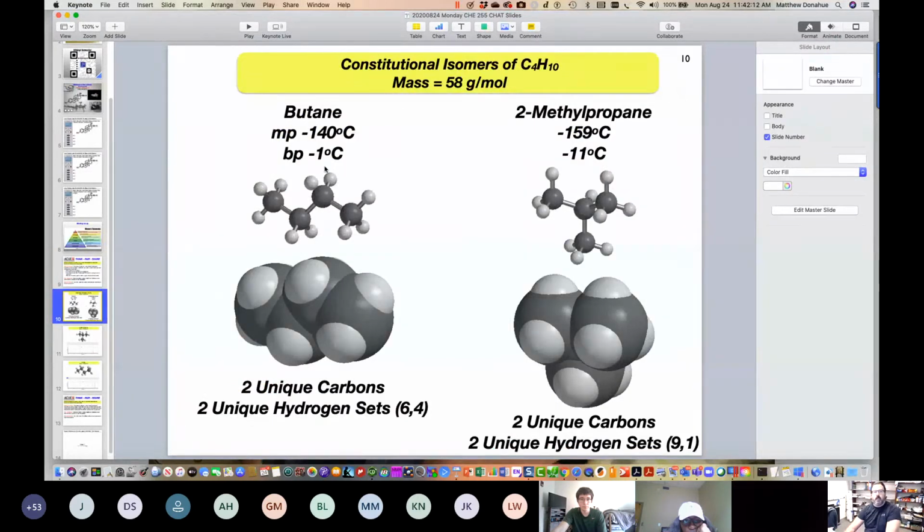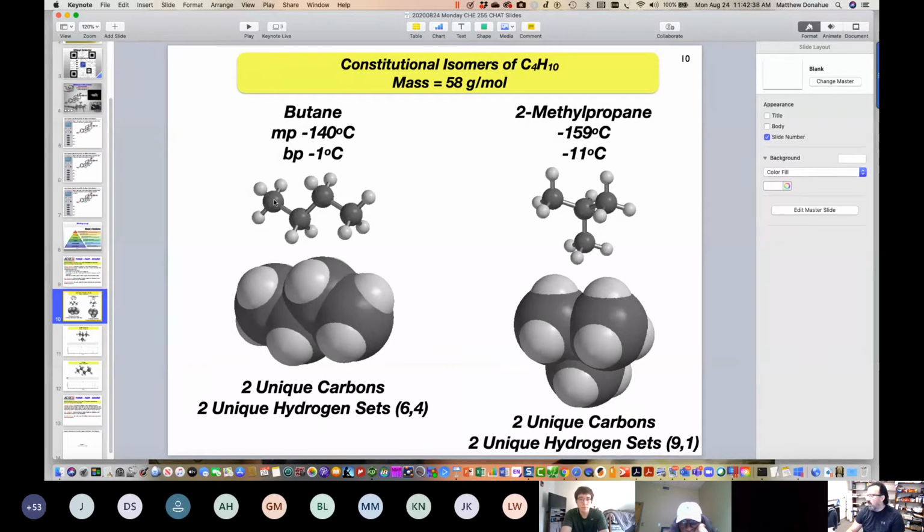So here are those constitutional isomers. Butane, the melting point of -140, the boiling point of -1. There's what you guys just determined. There's 2-methylpropane, the melting point of -159, the boiling point of -11. So here's the ball and stick formula.